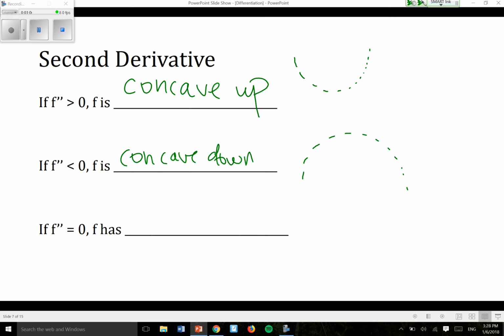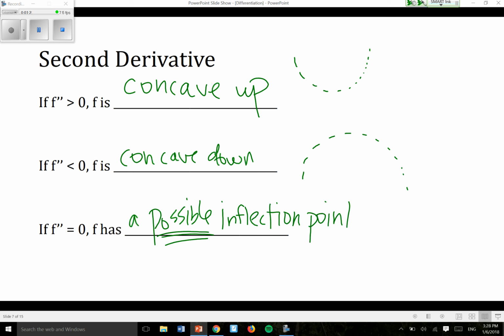And finally, if f double prime equals 0, then f has a possible inflection point. It's not necessarily an inflection point. You still have to check and make sure concavity changes. We have a possible inflection point, which we like to call PIPs.